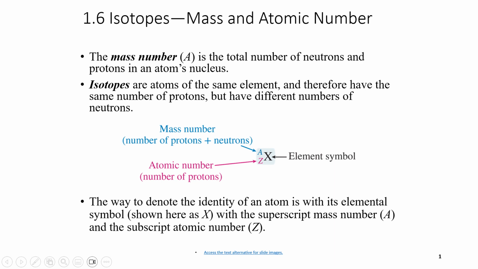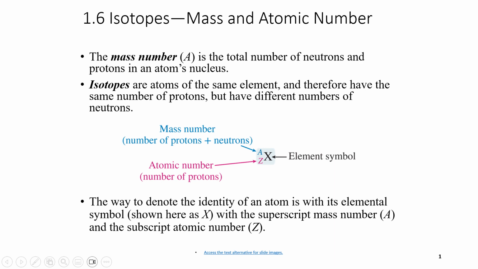This is how we're going to denote the identity of an atom. We can have the element symbol written as an X. This could be any symbol in the periodic table. On the top left-hand side we will have A, which is the mass number, the number of protons plus neutrons. At the bottom left-hand corner, we're going to have the atomic number, or the number of protons.